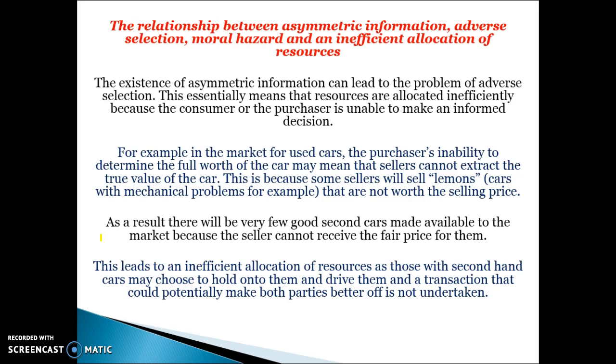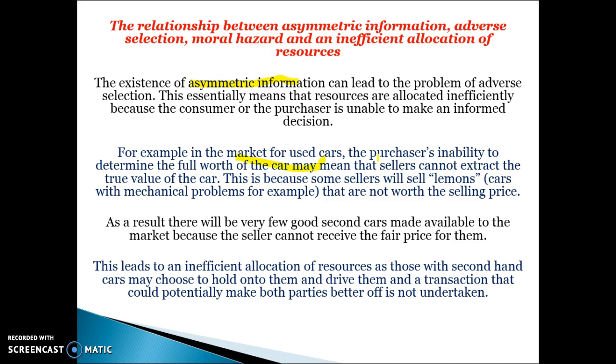So, explain the relationship between asymmetric information, adverse selection, and moral hazard, and why it leads to inefficient allocation of resources. The existence of asymmetric information can lead to the problems of adverse selection. This means that resources are allocated inefficiently because the consumer or the purchaser is unable to make an informed decision. And then provide an example of the link between asymmetric information and adverse selection. So, for example, in the market for used cars, the purchaser's inability to determine the full worth of the car may mean that sellers cannot extract the true value of the car. This is because some sellers are selling lemons that are not worth the selling price.